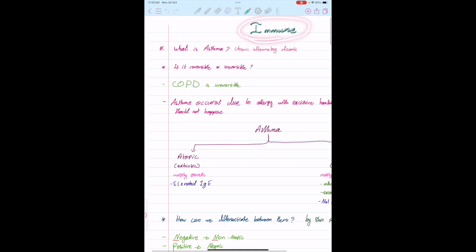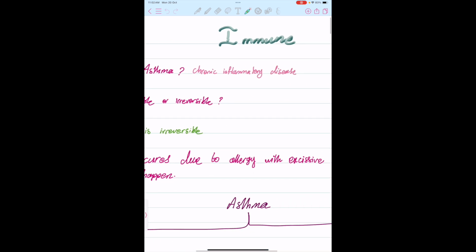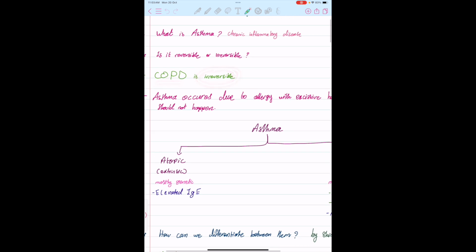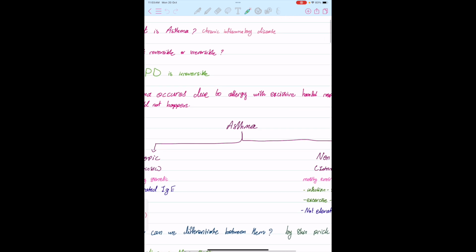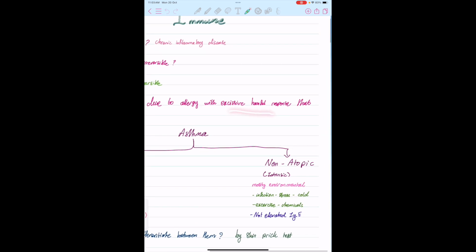It's a lecture in immunology. So before we start, what's asthma? Asthma is a chronic inflammation disease. So is it reversible or irreversible? It is reversible, but to know that COPD is irreversible. Asthma occurs due to allergy with excessive harmful response. That should not happen, and this response should not be there.